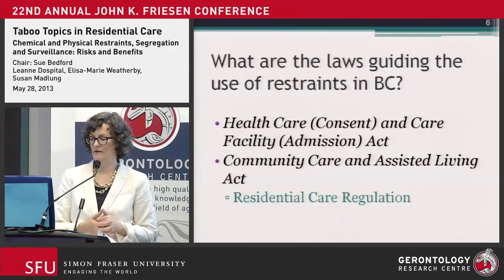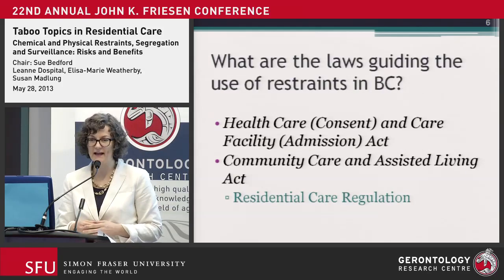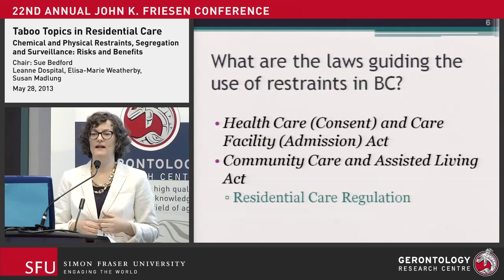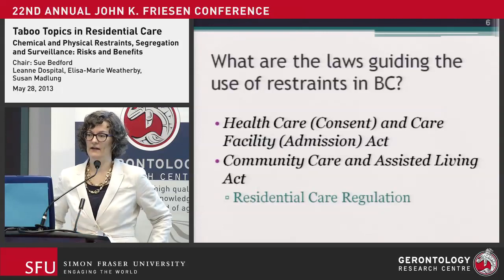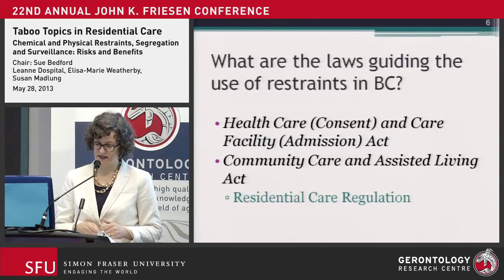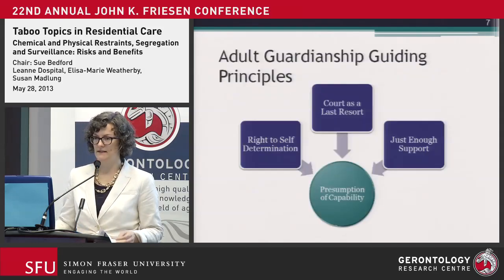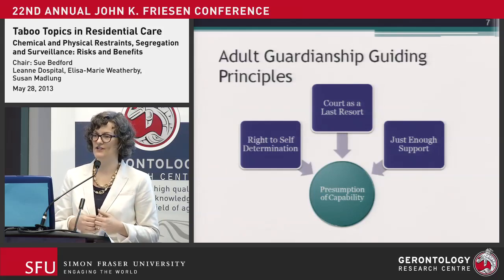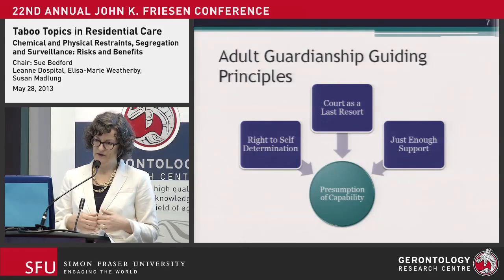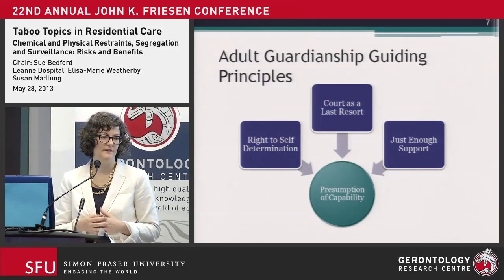So the laws guiding the use of restraints in British Columbia are the Healthcare Consent and Care Facilities Admission Act, commonly known as the Healthcare Consent Act, because the care facility part has not been proclaimed, as well as the Residential Care Regulation, which I'm sure you're familiar with, under the Community Care and Assisted Living Act. The Healthcare Consent Act is part of a suite or a group of laws that we call the Adult Guardianship laws in British Columbia. And at the Public Guardian and Trustee, which is where I work, and we're often asked to be a substitute decision maker, we look at these guiding principles every single day.